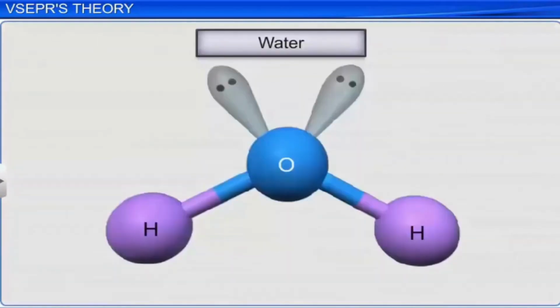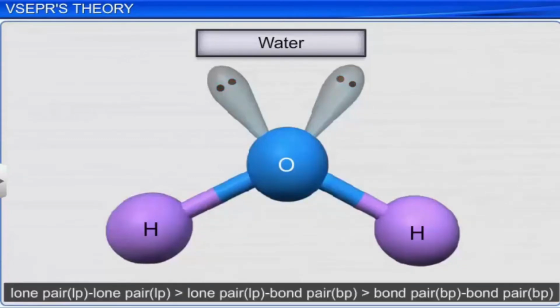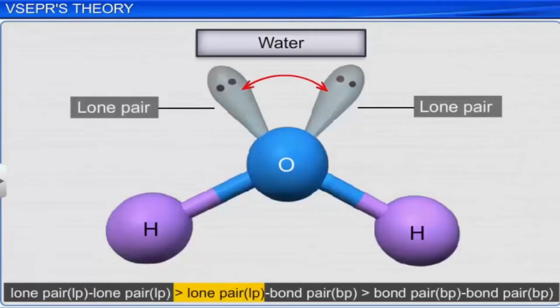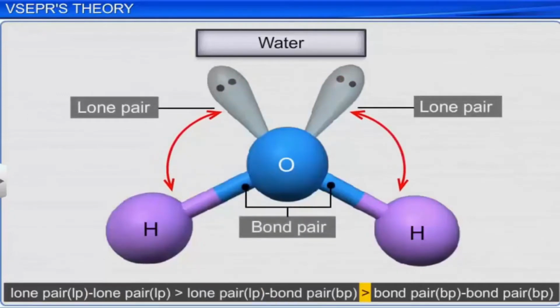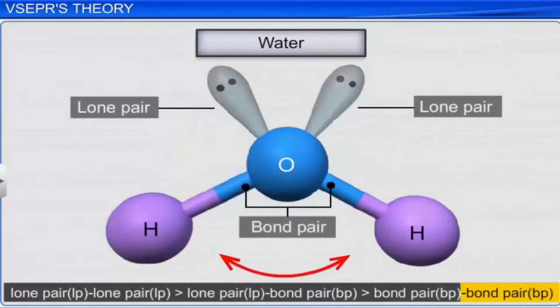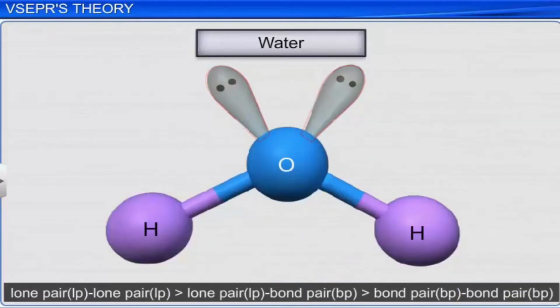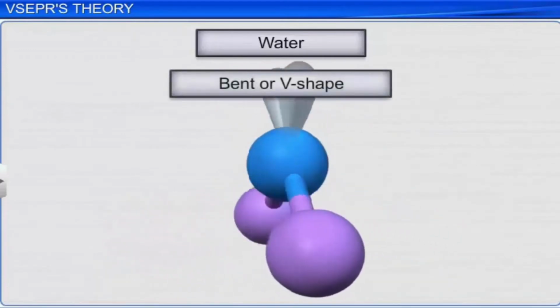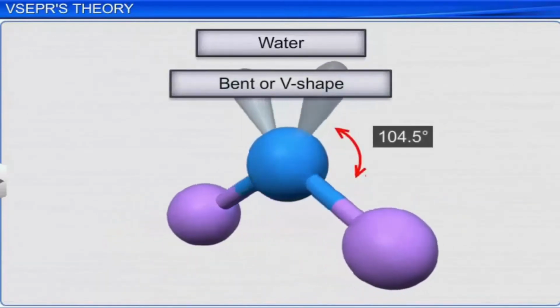In a water molecule, the central oxygen atom has 2 bonded pairs of electrons and 2 lone pairs of electrons. We have seen that repulsion between lone pair-lone pair and lone pair-bond pair is more than bond pair-bond pair. Thus, the 2 lone pairs on the central oxygen atom make the molecule distort from its regular geometry to a bent or V-shape, making a bond angle of 104.5 degrees.